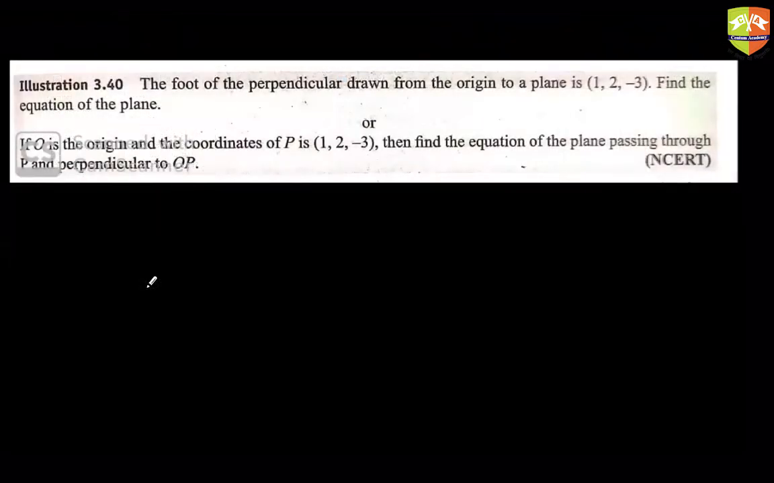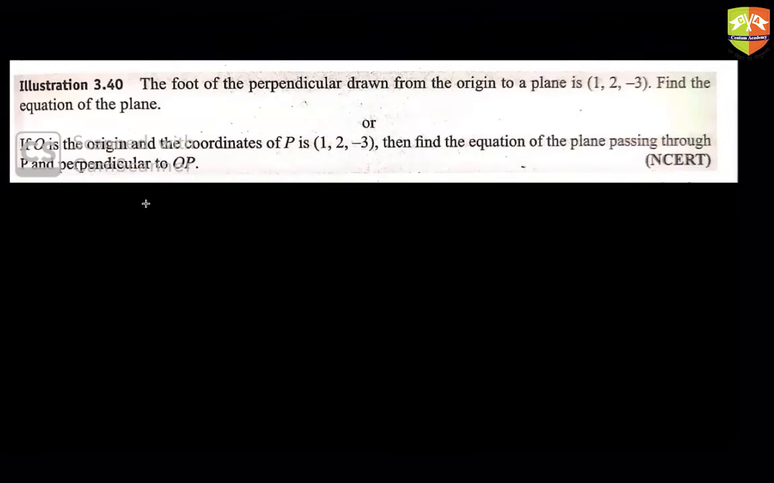So here goes the next question from your NCERT book itself. Find the foot of the perpendicular drawn from the origin to a plane. Sorry, the foot of the perpendicular drawn from the origin to a plane is already given: 1, 2, minus 3. Find the equation of the plane. And there's one more thing. If O is the origin and the coordinates of P is 1, 2, minus 3, then find the equation of a plane passing through P and perpendicular to OP. So let's do both the questions, even though it is an OR.